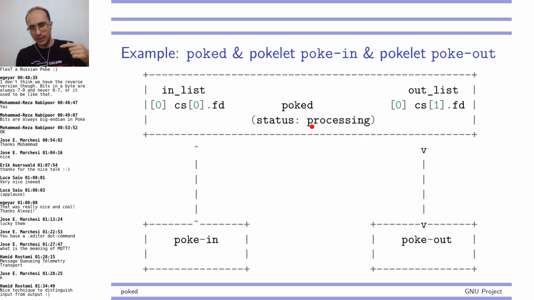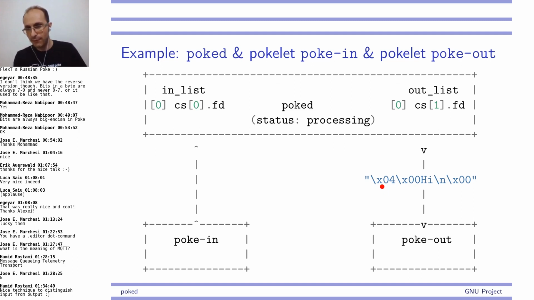The pokeD gets these inputs and the status. It starts compiling and executing things. While it's processing, it generates some output, which is also prefixed with the length, and it will dispatch to the poke out program. We can have more than one poke out instance. It doesn't matter. All will get data.